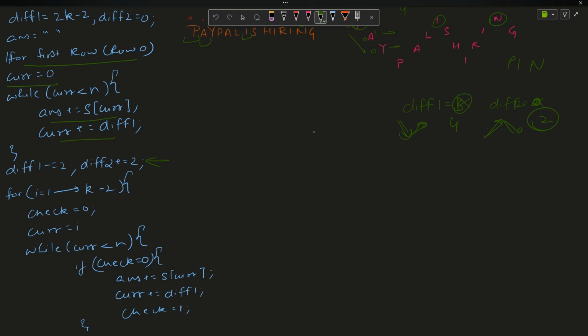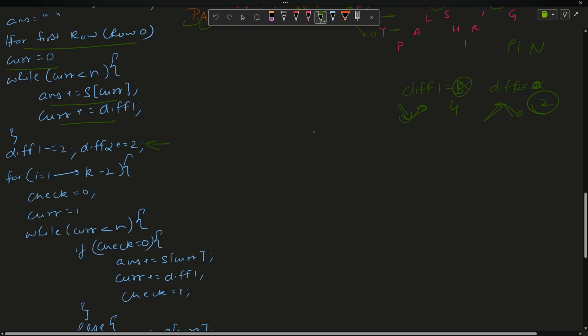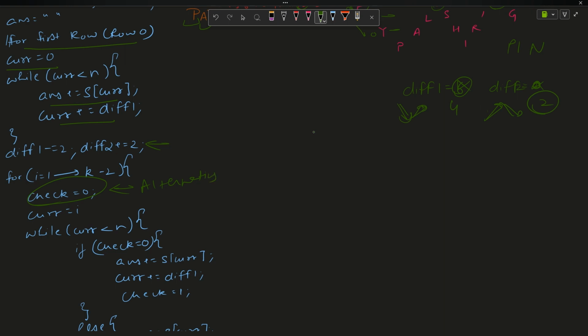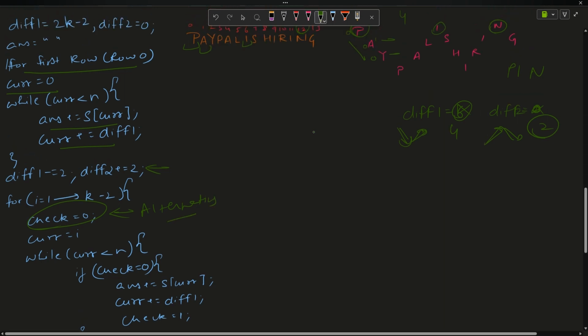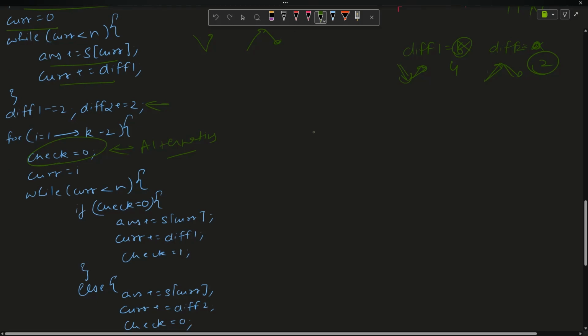My check becomes 0. My current becomes i. Now current becomes 1 because this is my first row, and check becomes 0. This check is maintained for alternating. What do I mean by alternating? First I will go downwards and upwards. In the second iteration, I will go upwards, then downwards. This is for alternating. So in the second row, you can see in the first iteration, my check is 0.